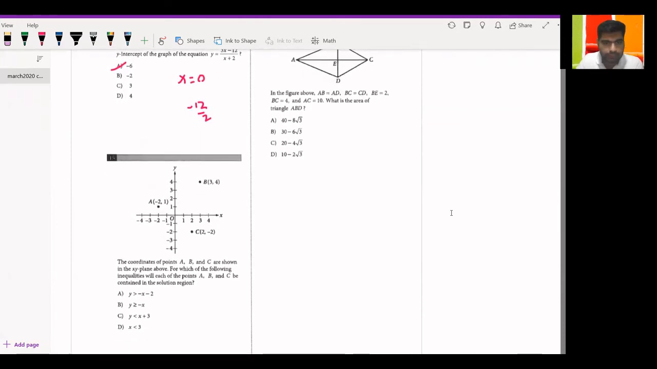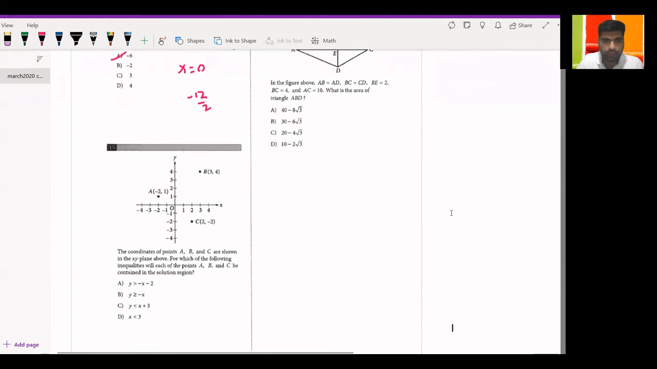A, B, C. Okay, which inequality? If I check for the first inequality, it is y less than minus x minus 2. So y-intercept is minus 2. X-intercept is also minus 2, so this is the line. So it works out. So A could be an answer. Let's check for B. Y greater than or equal to minus x. Minus x is like this. So it does not contain A, it only contains B and C. So option B doesn't work.